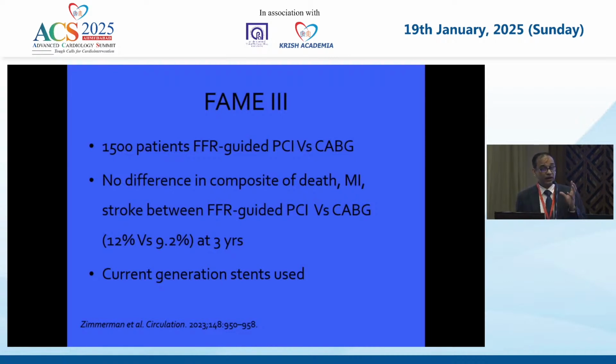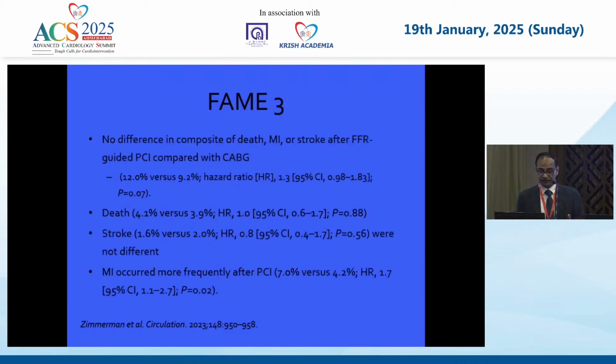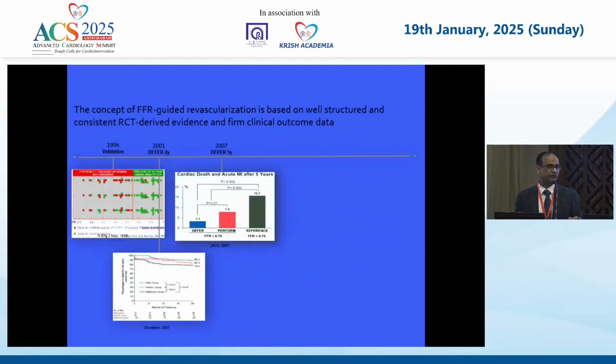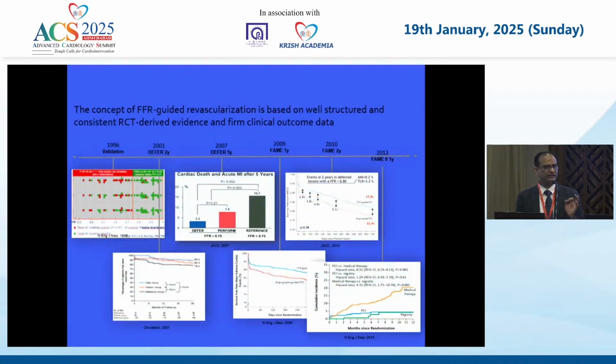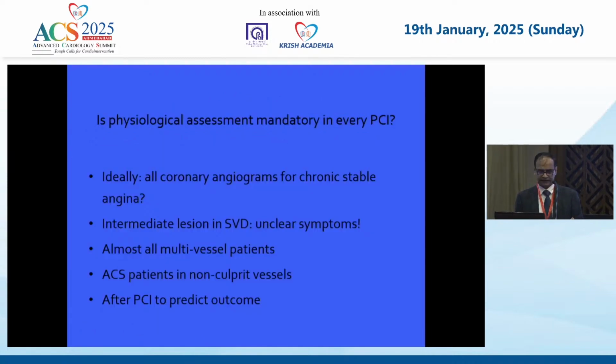So even when you had residual ischemia, and I'm going to show you some examples of that, this was still much better, or it didn't show any difference out to 3 years. This is the same thing in a different slide. Thus, the concept of FFR guided revasc is based on well structured and consistent RCT data.